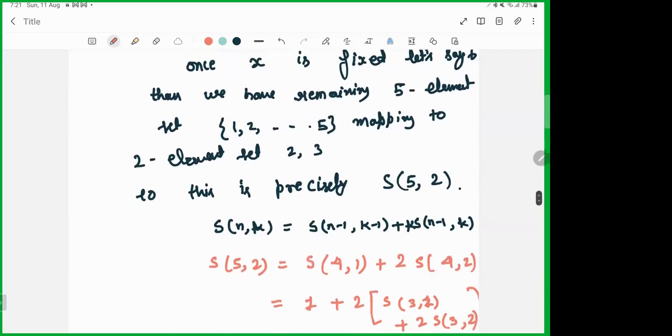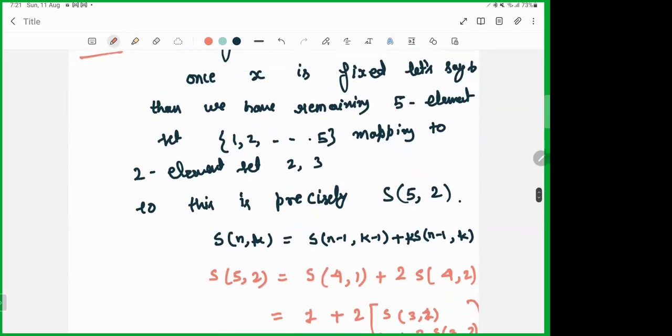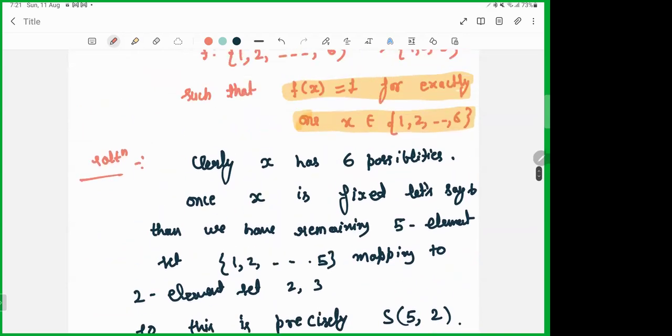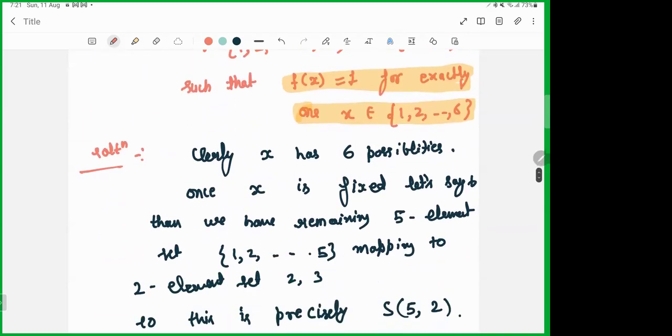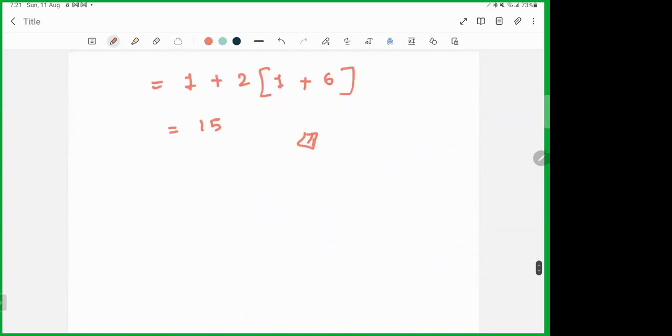But why do you need this much? This is just a basic thing. You know basic set theory. So how will you do this with basic set theory? Let's see, because you need to find the number of surjections. So this is your question basically.